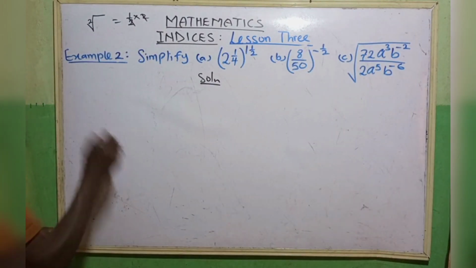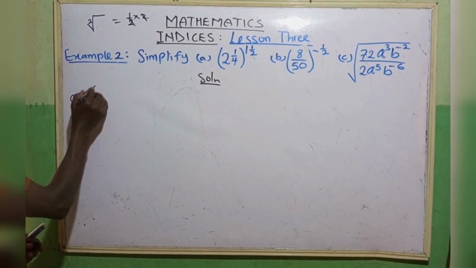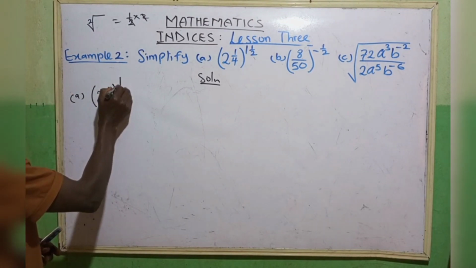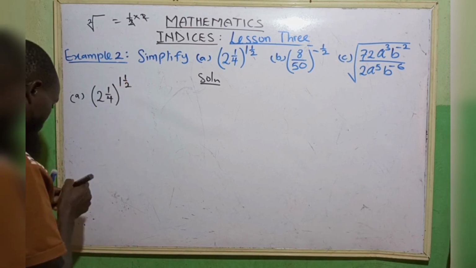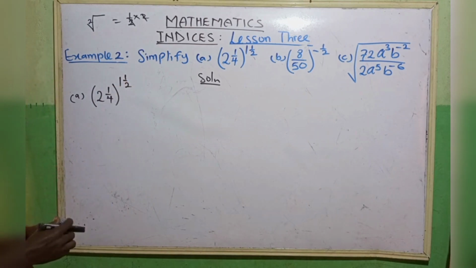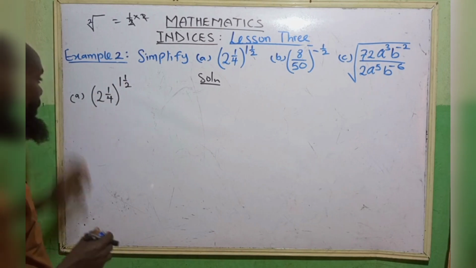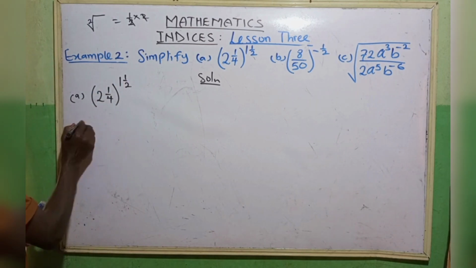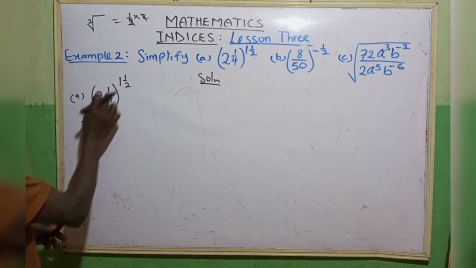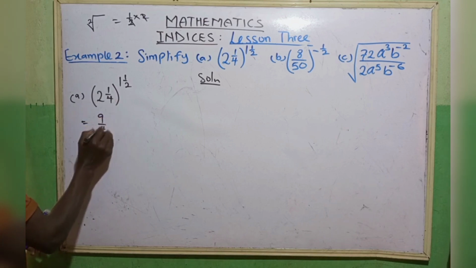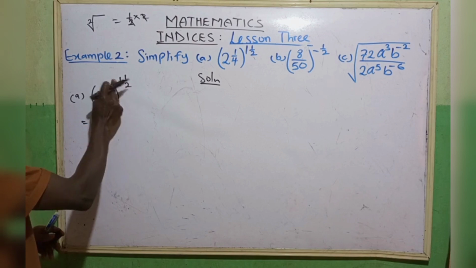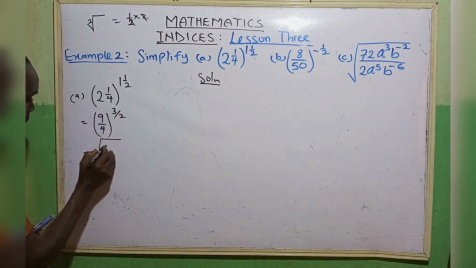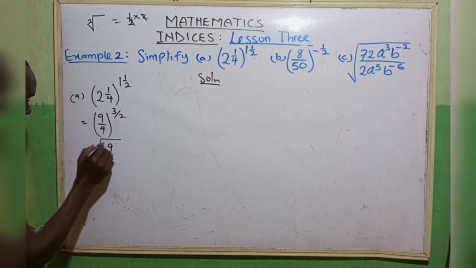Now, I want to simplify the first question. Open bracket 2 whole number 1 over 4, close bracket, raised to power 1 over 1 over 2. The first thing to do is to change this from mixed fraction to improper fraction. So we have 4 times 2, 8, plus 1, 9 over 4, raised to power 2 times 1, 2 plus 1, 3 over 2. We have 9 over 4.